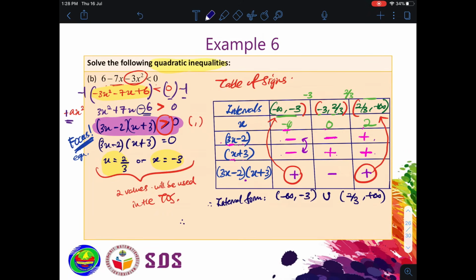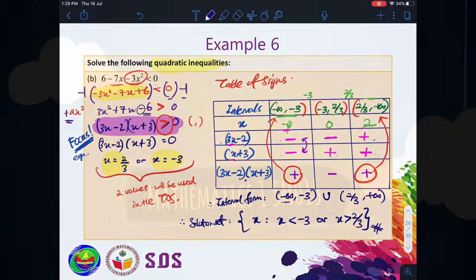In other words, for the solution set answer, we will get a curly bracket where x such that x goes to the left from negative 3, or x goes to the right from 2 over 3. Thank you.